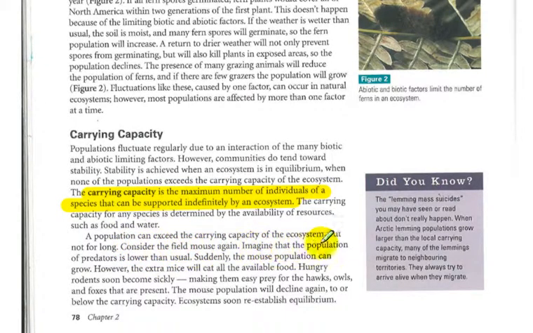Consider the field mouse again. Imagine the population of predators is lower than usual. Suddenly the mouse population can grow. However, the extra mice will eat all of the available food. Hungry rodents soon become sickly, making them easy prey for hawks, owls, and foxes. The mouse population would then decline again, but of course it would take some time for that to happen. So in the video they sped that up by, of course, introducing the pesticide. And then again, ecosystems eventually reestablish that equilibrium that they originally had.